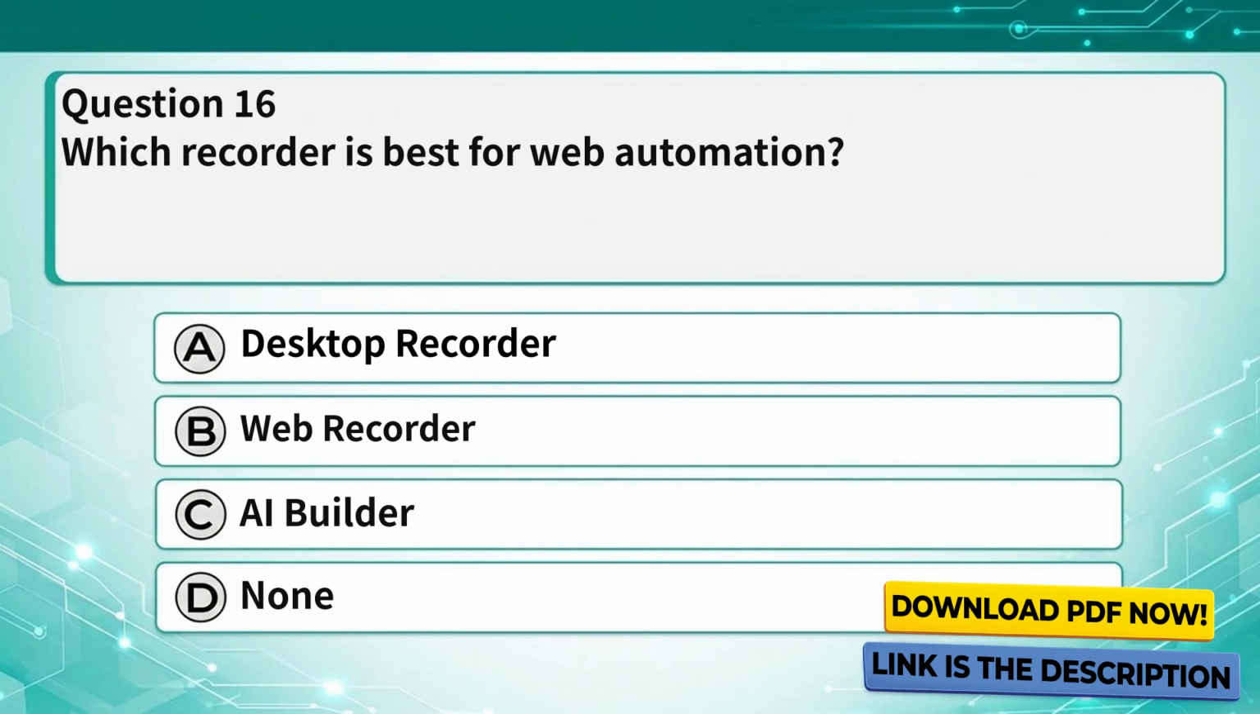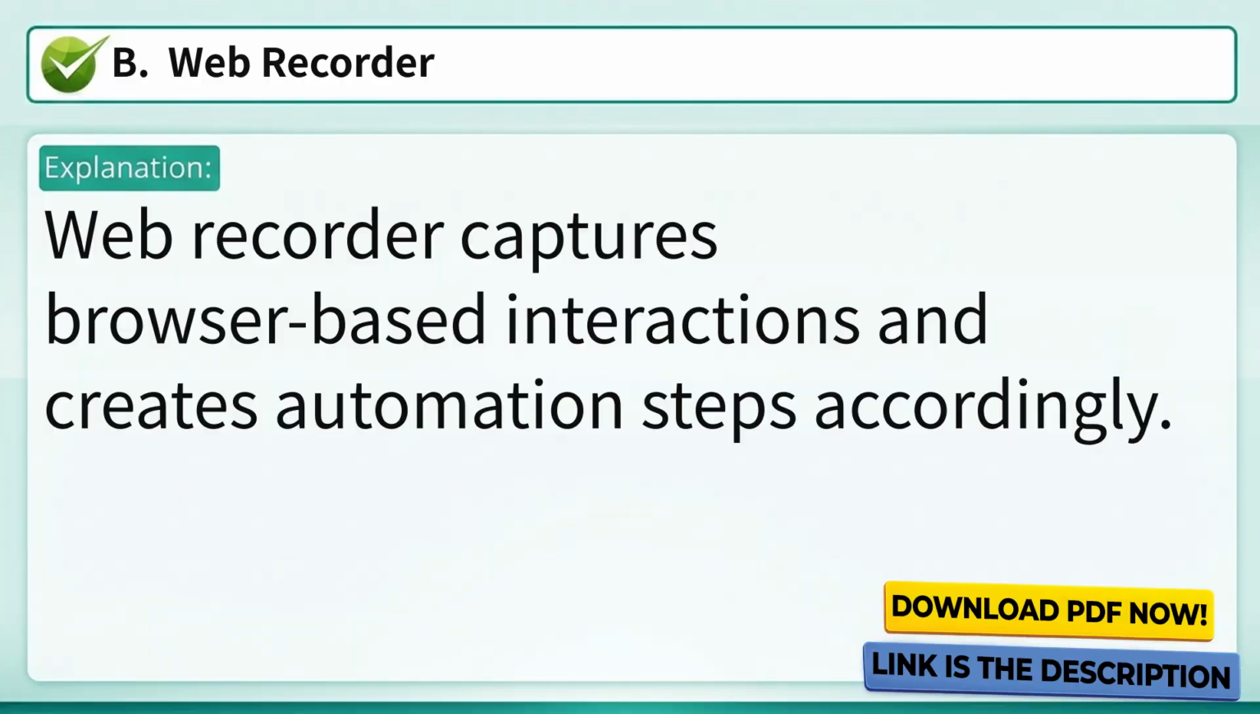Question 16. Which recorder is best for web automation? A. Desktop recorder. B. Web recorder. C. AI Builder. D. None. Correct answer, B. Web recorder. Explanation: web recorder captures browser-based interactions and creates automation steps accordingly.